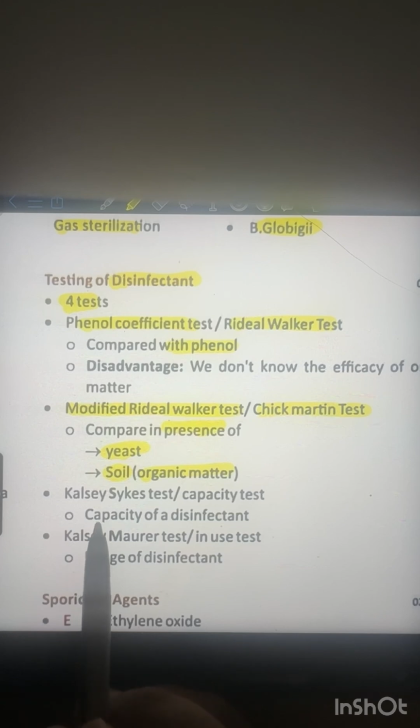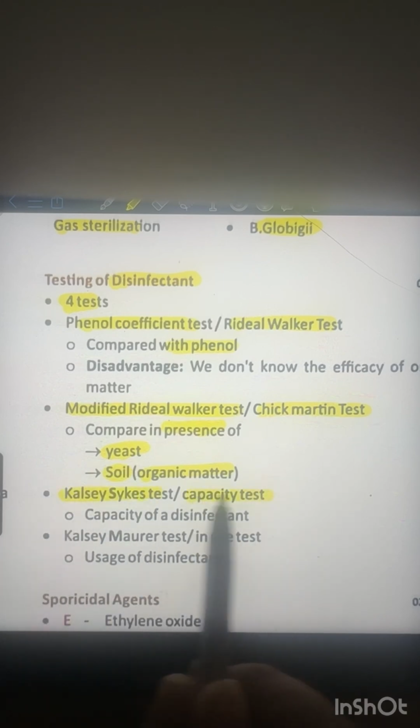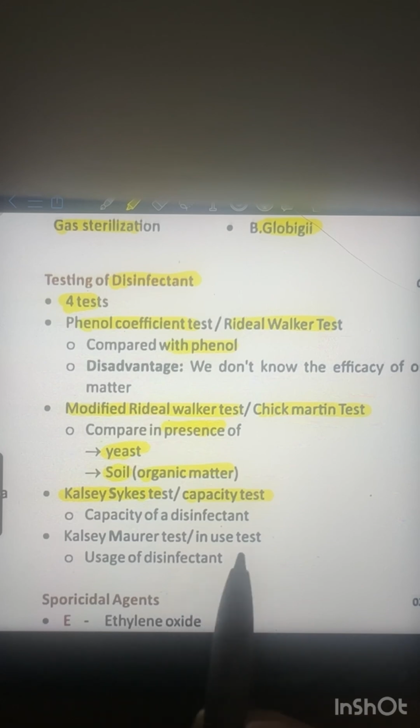The third one and the fourth one, you might feel the same thing has been written double, but read carefully. One is the Kelsey-Sykes test, and one of them is the Kelsey-Maurer test, and I have highlighted the center alphabet. Why? Because Kelsey-Sykes is K, it is the capacity test, and Kelsey-Maurer is going to be the in-use test. So what tells you the capacity and what tells you the usage? Now you know. Kelsey-Sykes is going to tell me the capacity of a disinfectant, and Kelsey-Maurer is going to tell me the usage of a disinfectant.